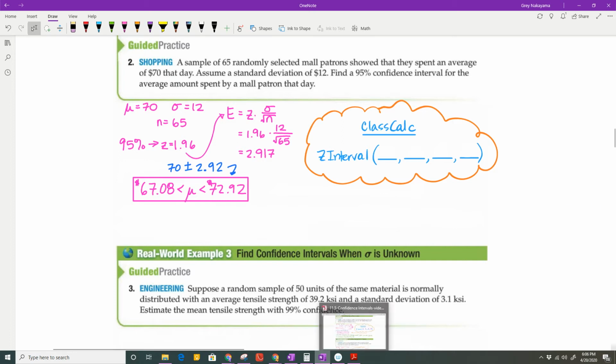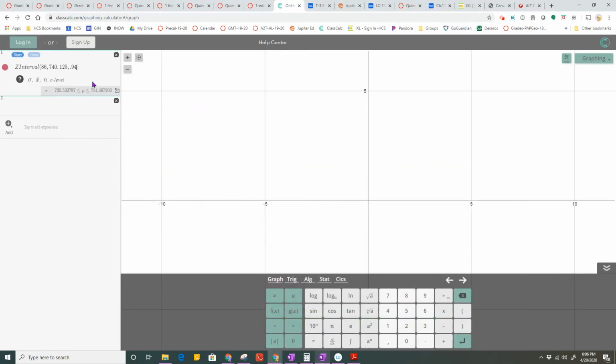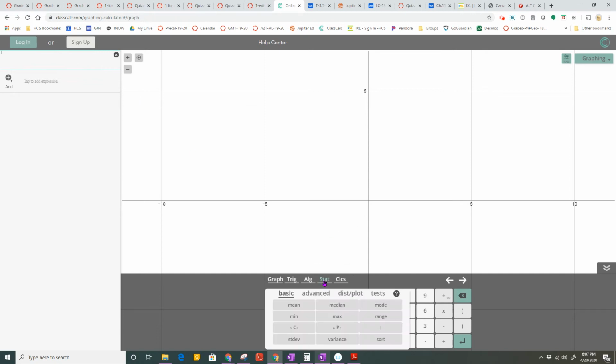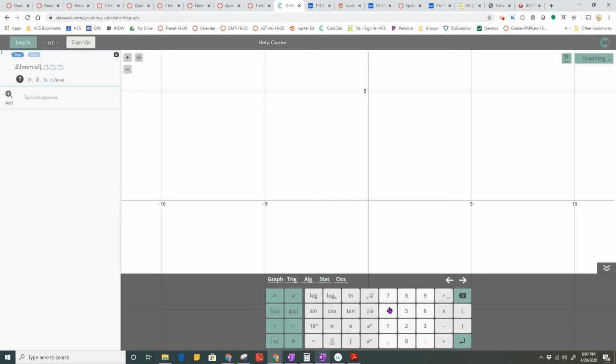So I'm going to go back here, and I'm going to clear it just so you can see me hit the buttons again. Stat, test, Z interval. What was my standard deviation? My standard deviation was 12. What was my next thing I have to give? My average, x bar, is 70. What is my sample size? 65. And my confidence level is 0.95.